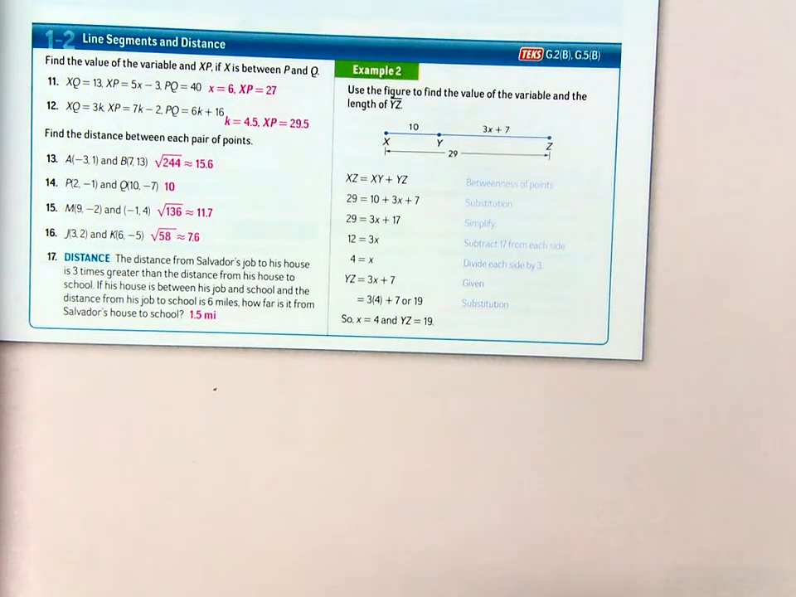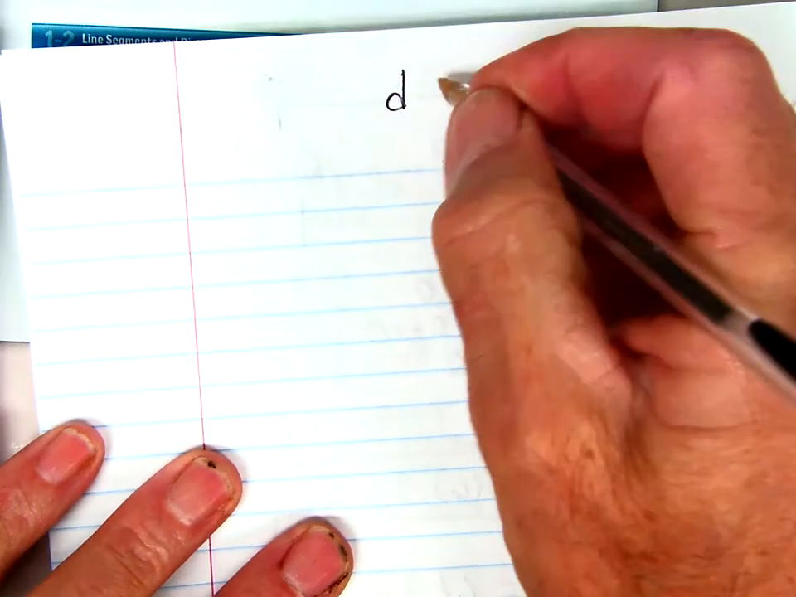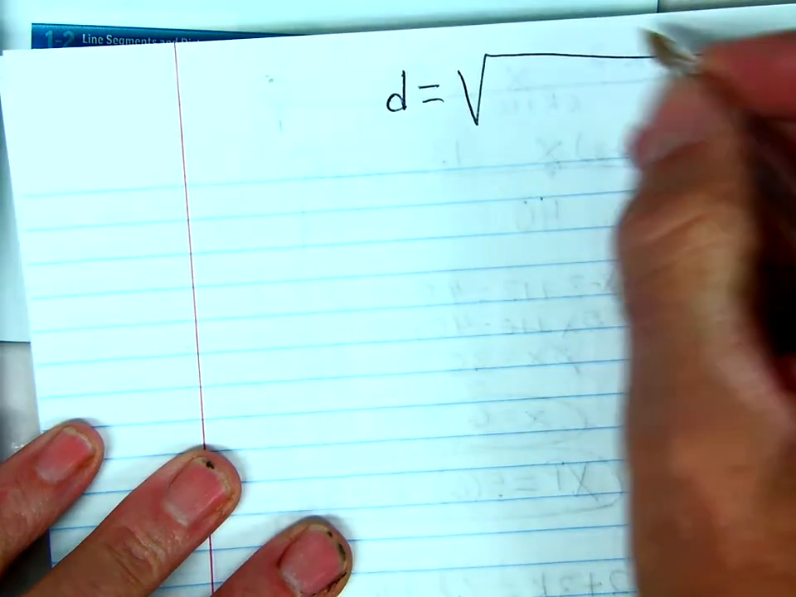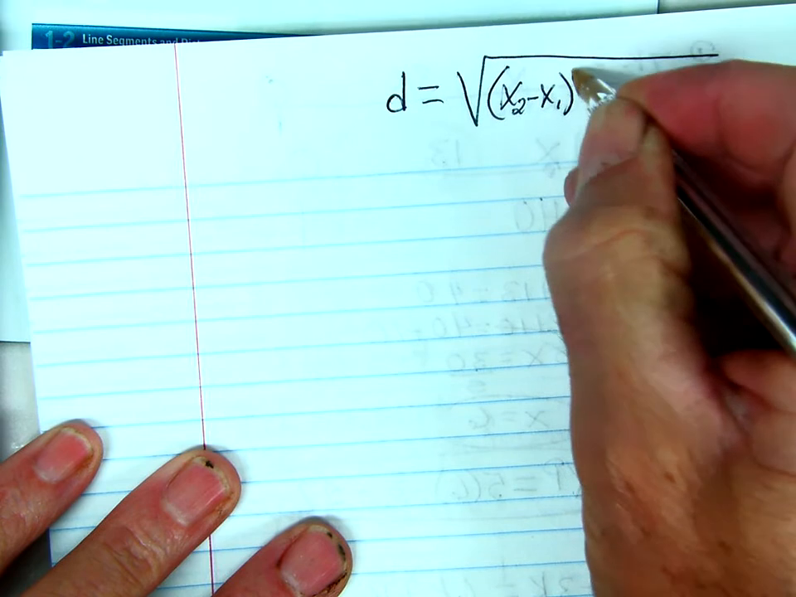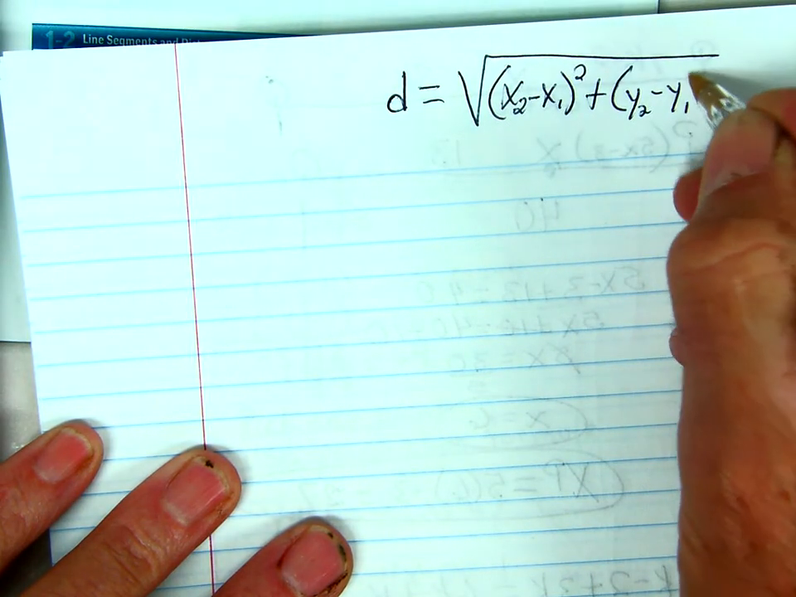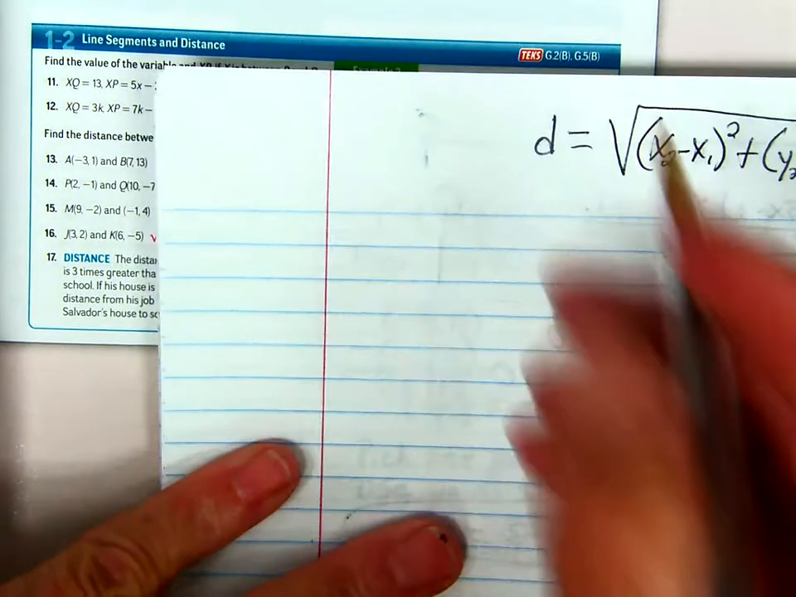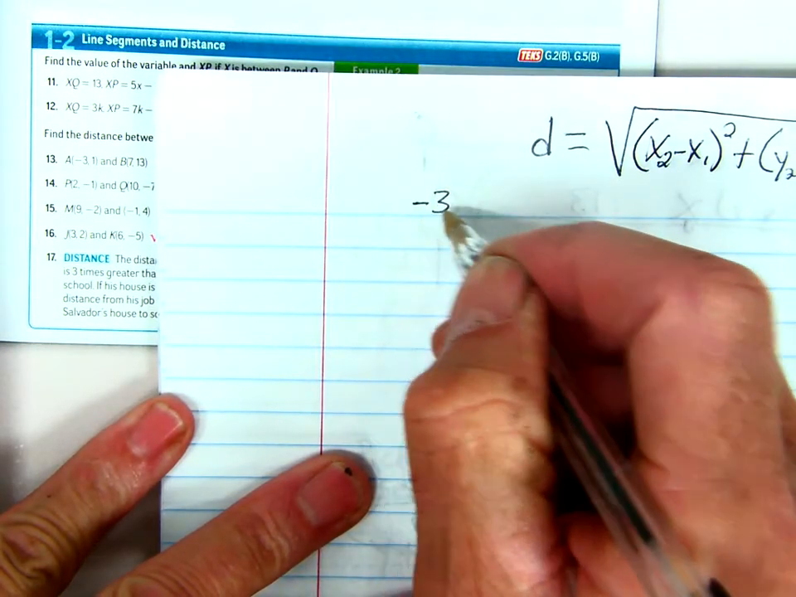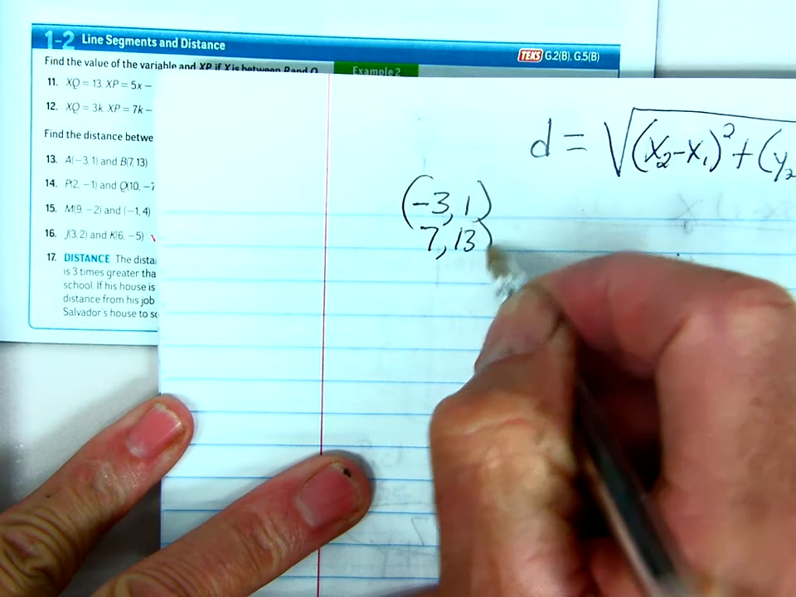Alright, right below that, number 13 through 16. Find the distance. The distance formula: distance equals the square root of x2 minus x1 squared plus y2 minus y1 squared. Is this number 13? Yes. The points are -3, 1, and 7, 13.